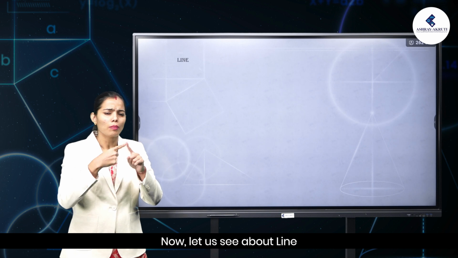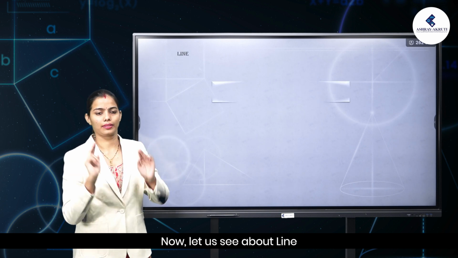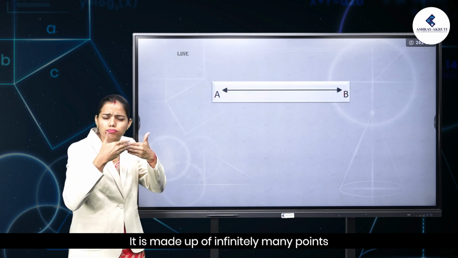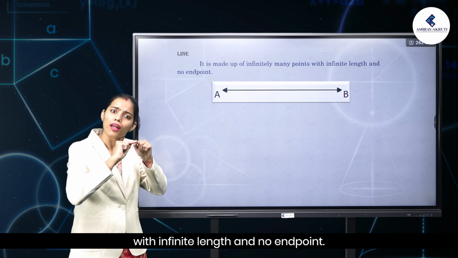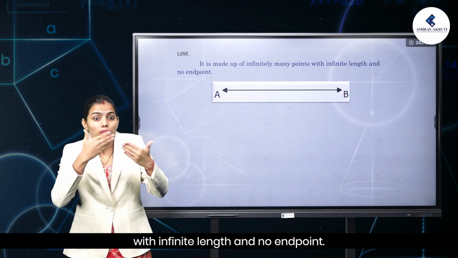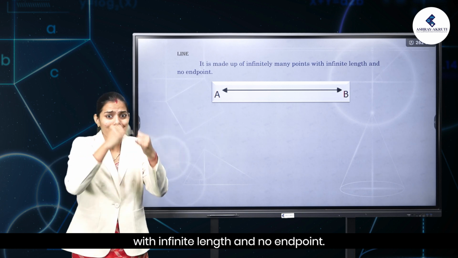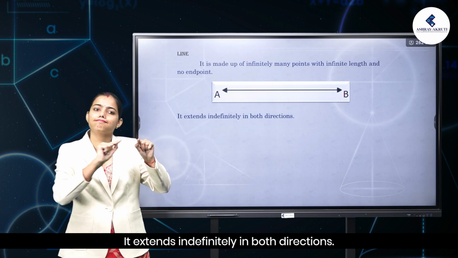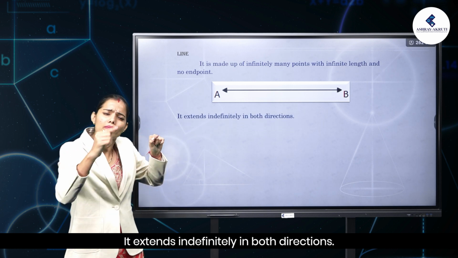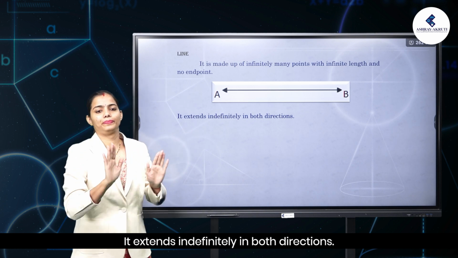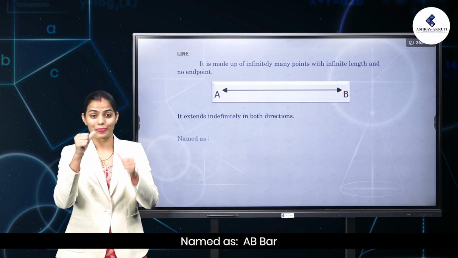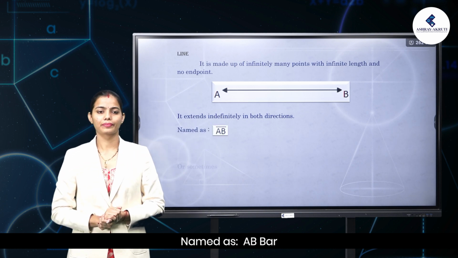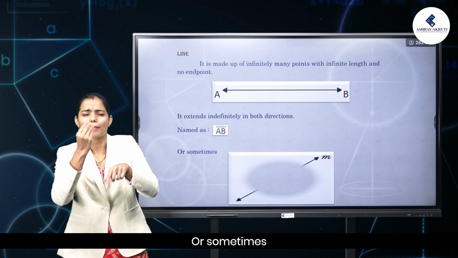Now let us see about line. It is made up of infinitely many points with infinite length and no end point. It extends indefinitely in both directions. Named as AB bar or sometimes line L.